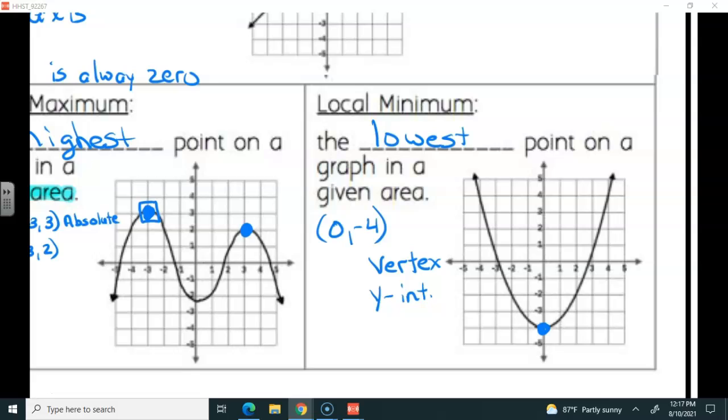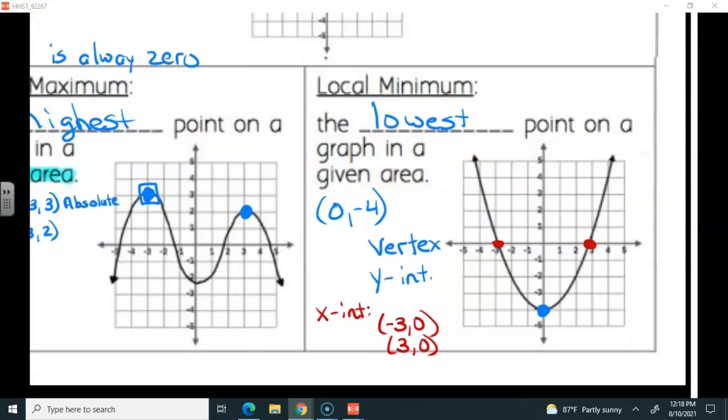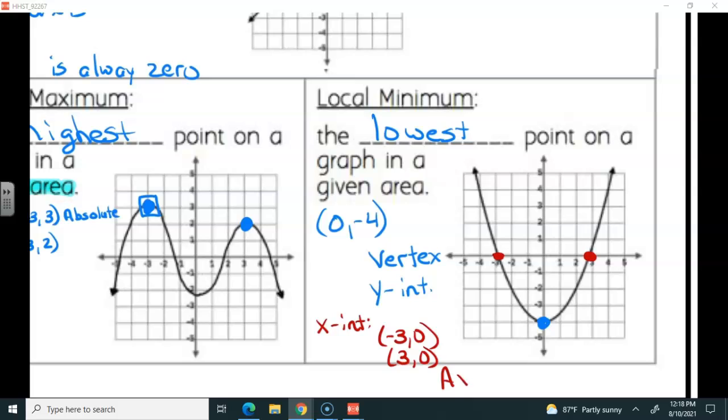Now let's talk about what we can remember from parabolas. Okay, if we look at this graph, we will notice that it has two x-intercepts. Okay, that means two solutions. We have one at -3, 0, and the other one is at 3, 0. Okay, so on your homework, you're going to be asked to label parts of a parabola. So you may have zeros, which are also known as x-intercepts, the vertex, the y-intercept, and it may ask you for the axis of symmetry.